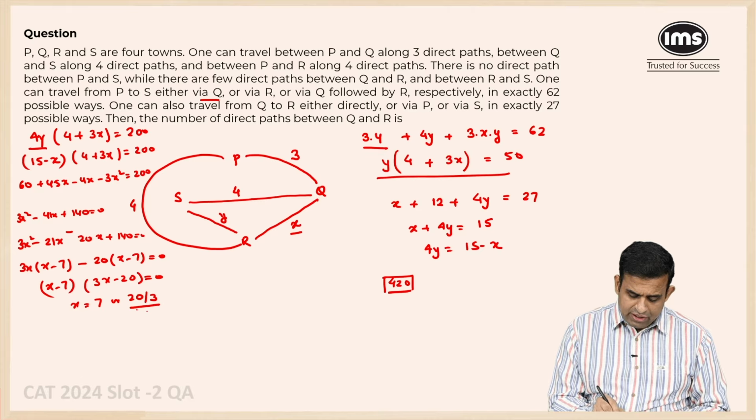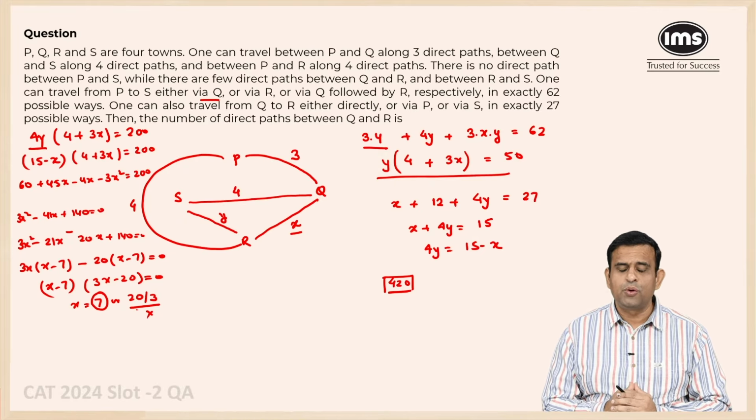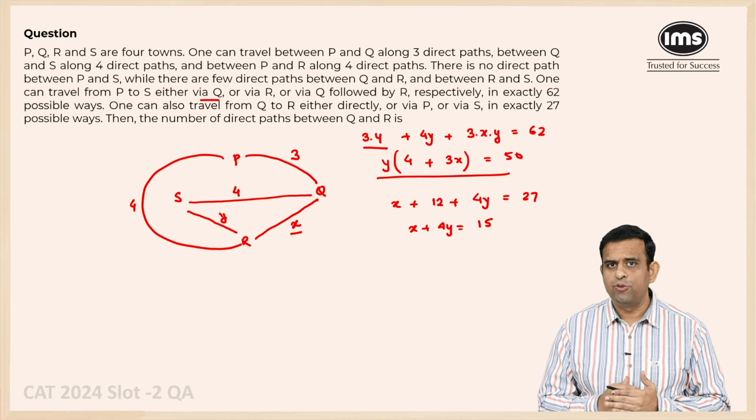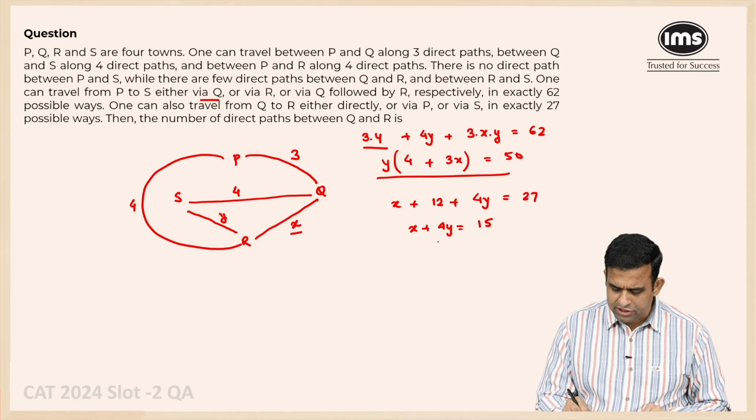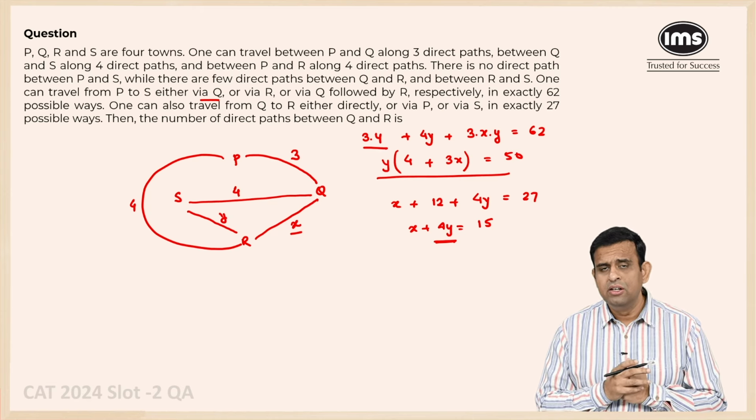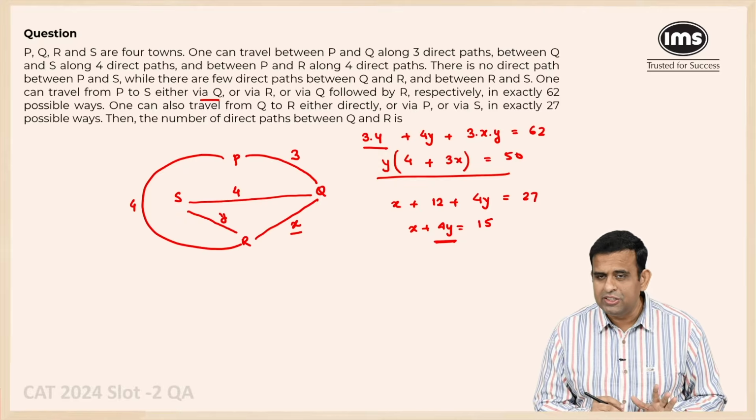So this 20 by 3 can be ruled out. So we can say x has to be equal to 7, and 7 must be the answer for this particular question. If I think about the possible values of y, looking at the second equation, I can see the upper value of y can be 3. So please note the value of y can be 1 or 2 or potentially 3.